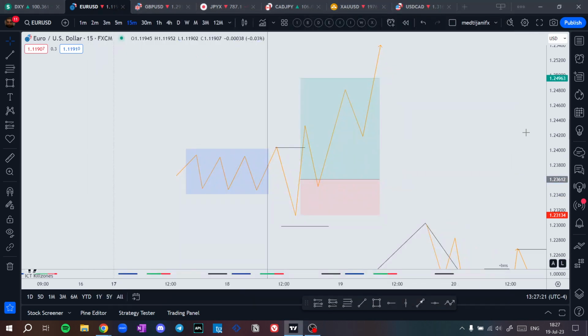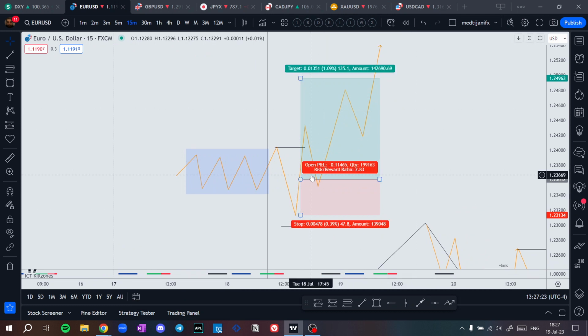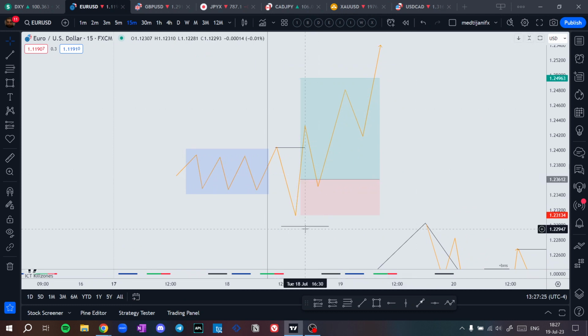Let's continue. So if you see, my entry was during the London kill zone. There is nothing wrong about this. I enter at the London kill zone because I am available at that time. Do you understand? Because of my time here in Morocco, I can't trade the London kill zone. It's not at bedtime, it's in the morning. I can't trade the London kill zone, but I can trade the New York kill zone.